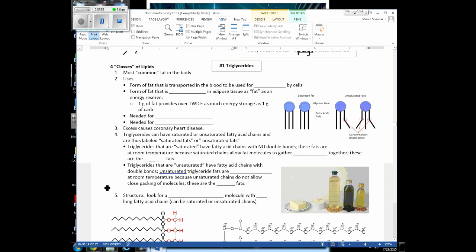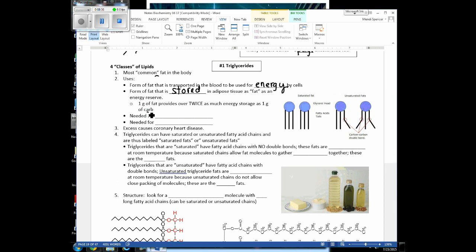So when you think about using fat for energy, or if fat is being transported around the blood, then we're talking about a triglyceride. Triglycerides are the most common fat in the body, and they're primarily used for energy. And when you have too much energy, you've taken in too many calories, then those triglycerides can be stored in your fat tissue. So it's the form of fat that is stored in your adipose tissue, so in your fat cells. Fat has the ability to provide a ton of energy. As a matter of fact, it can provide twice as much energy as the same mass of carbohydrates. So it's great for storage.